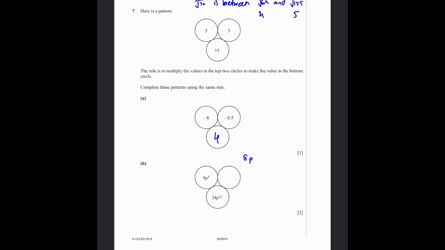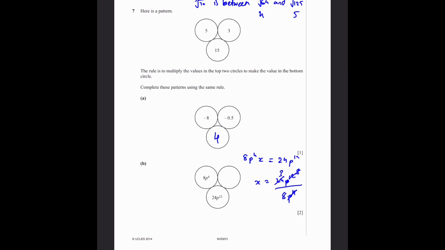So this is slightly trickier. So let's do that. x is equal to 24p to the power of 12 by 8p to the power of 4. Let's cancel this out.